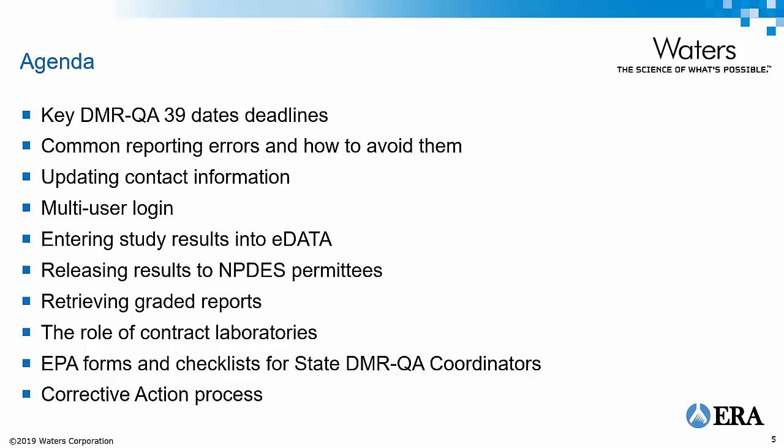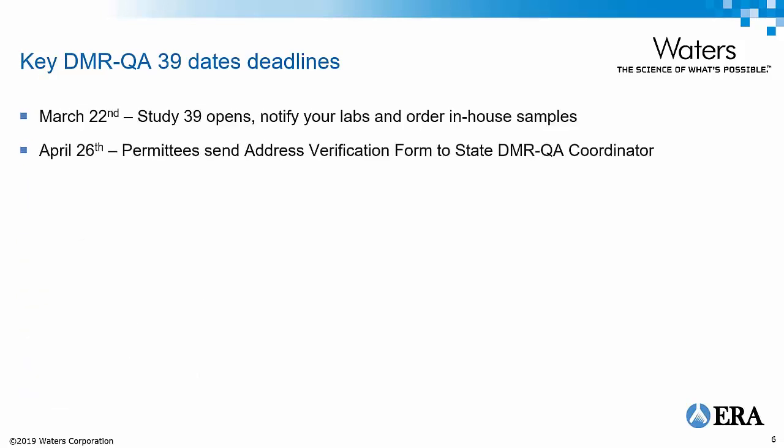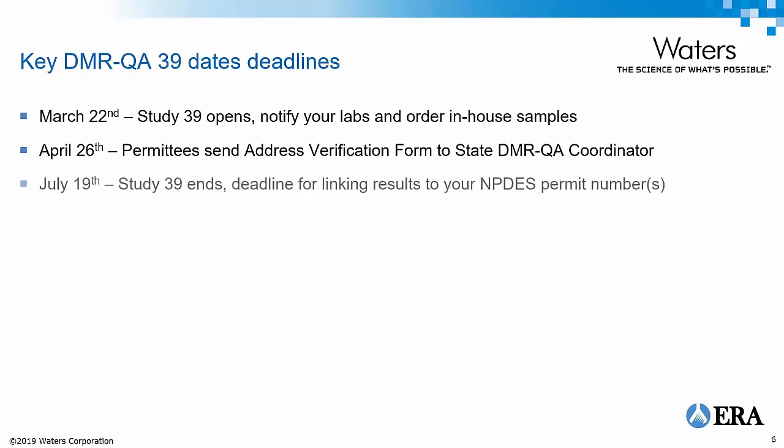The DMR-QA study announcement letter has been sent out to some participants last week by the EPA, and others will be receiving them hopefully this week. These dates are on the announcement letter, but some key points are for permittees to, of course, notify your labs of the tests you require from them. And Study 39 ends on July 19th. So this is the deadline for submitting results for the DMR-QA 39 study and for your in-house and contract labs to link their results to your NPDES permit numbers.